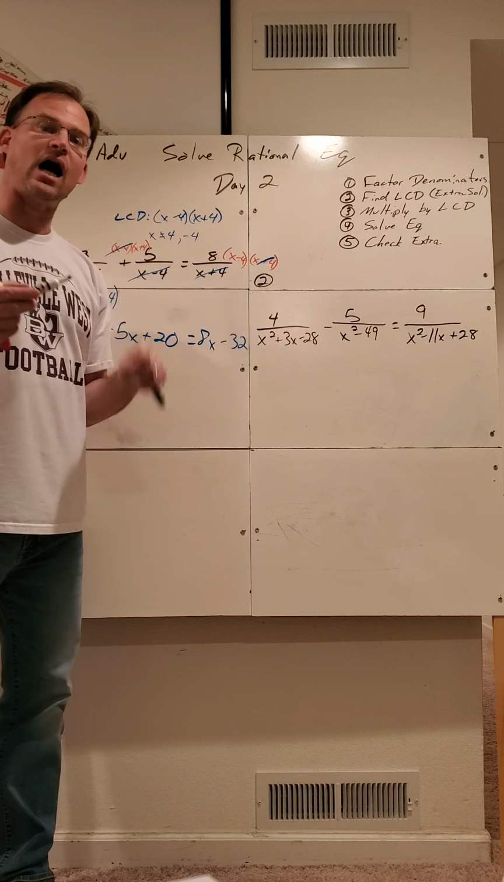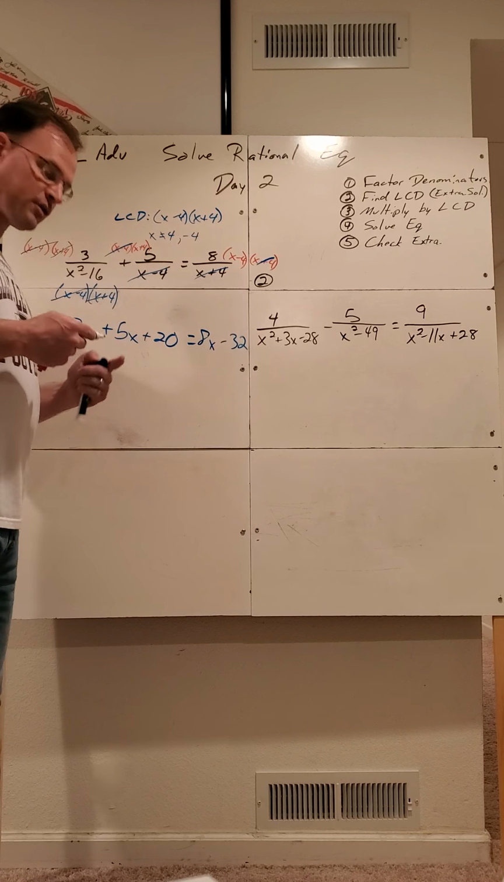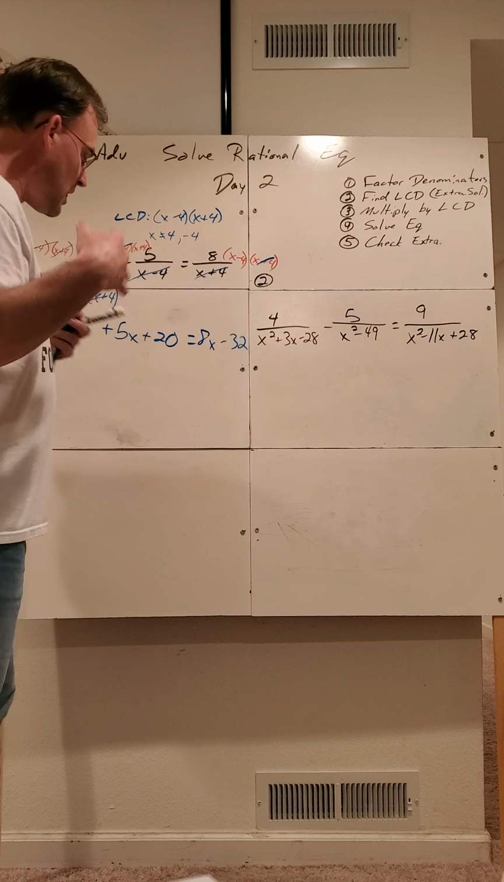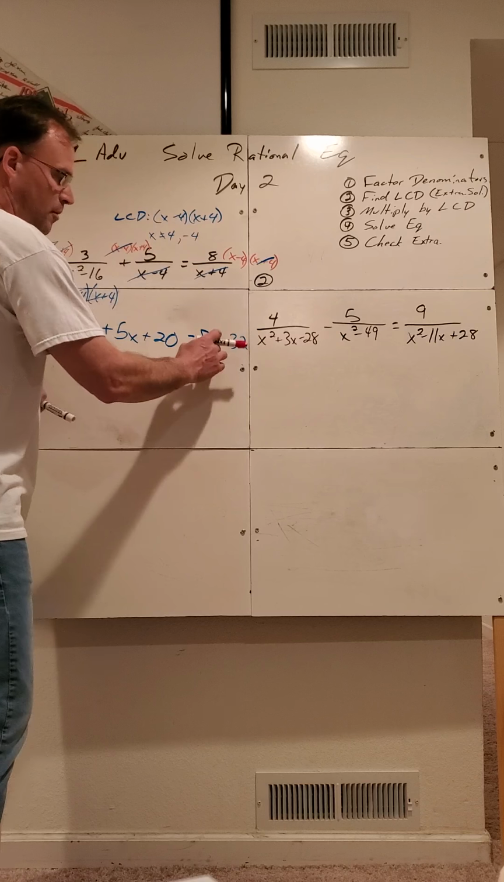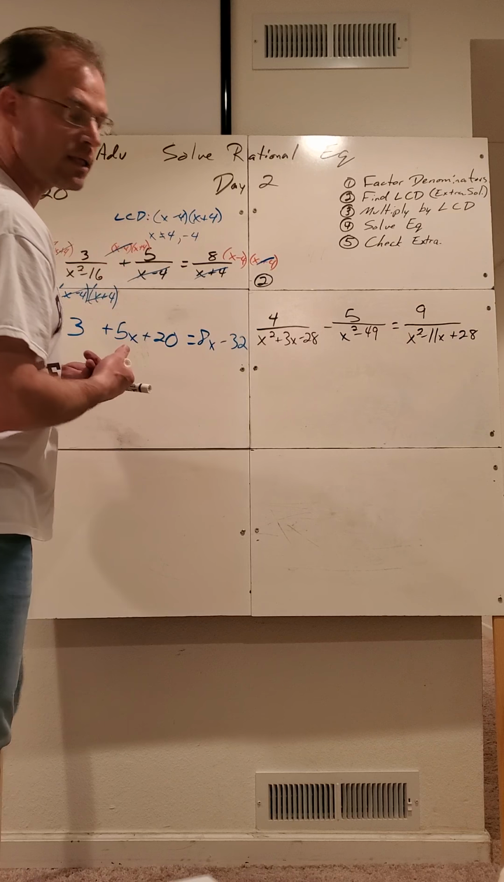Step 4, solve the equation. Whatever equation is left here, we're going to solve it. Again, I told you my personal preference is getting variables on the left. If you want to make your variable positive, move it to the right. You should get the same answer.